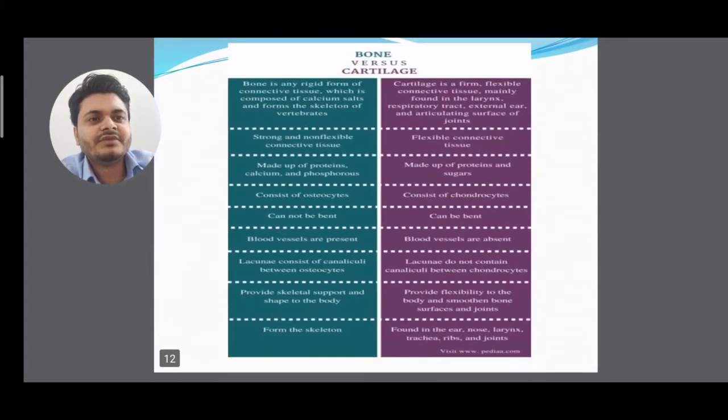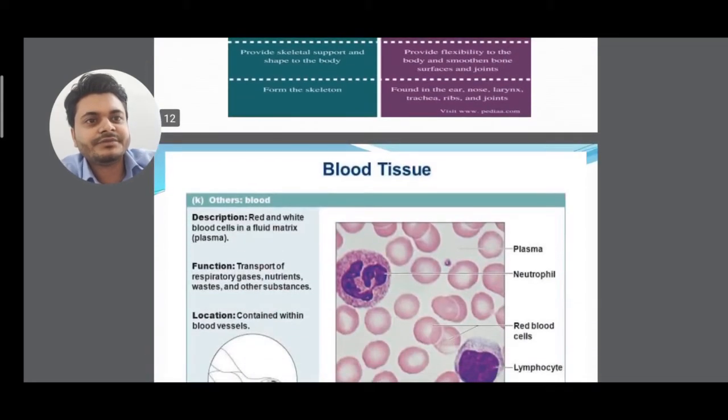Now the difference between bone and cartilage. The previous one was tendon and ligament. Bone forms the skeleton, and cartilage is found in the ear, nose, larynx, trachea, and rib joints. Bones cannot be bent, whereas cartilage can be bent. Bones consist of osteocytes and cartilage consists of chondrocytes. There are many points. Bones are rigid, cartilage is flexible. You go through it and write it down in your copy.